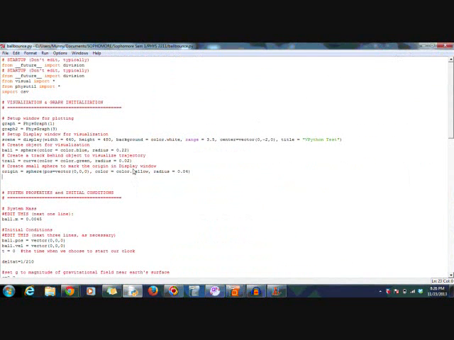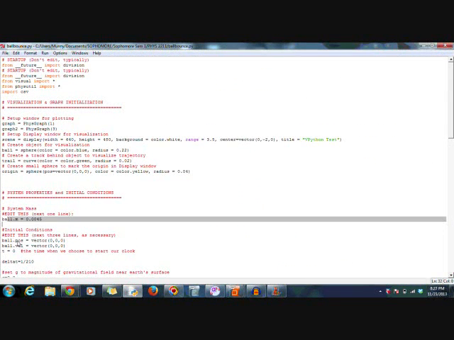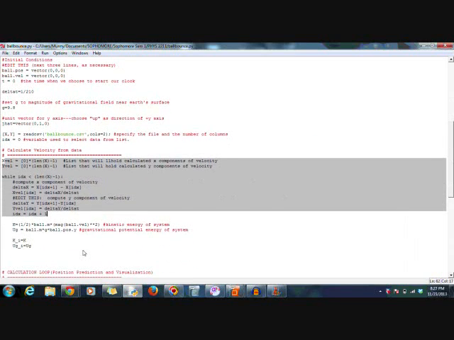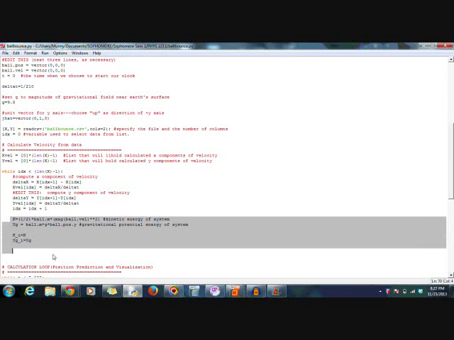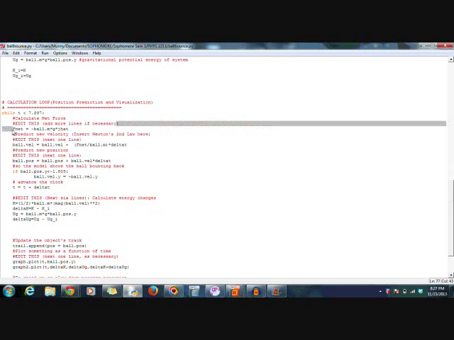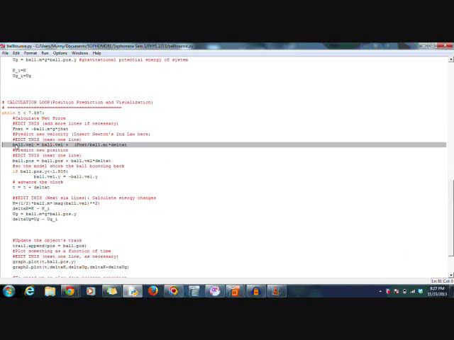Here, I input the initial conditions of the ball's mass, ball's initial velocity, time, and delta t. Proceeding, this is a piece of code that I use to extract the data from Tracker, which I then use to find velocity. Here, I initialize the kinetic energy and potential energy of the ball.